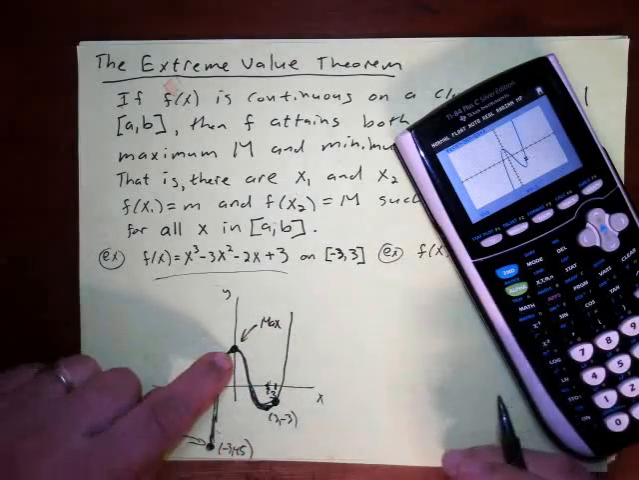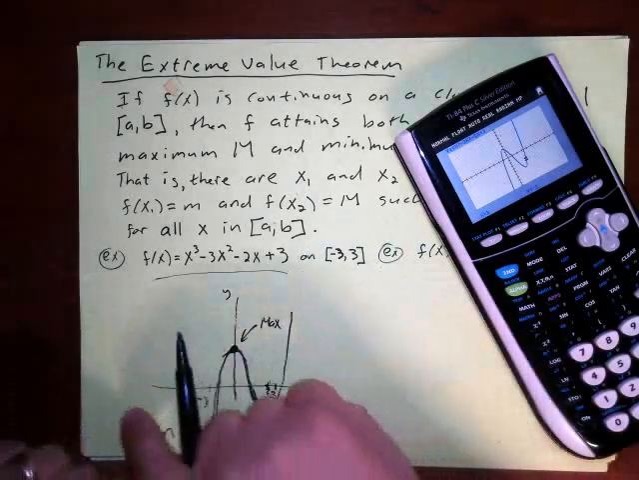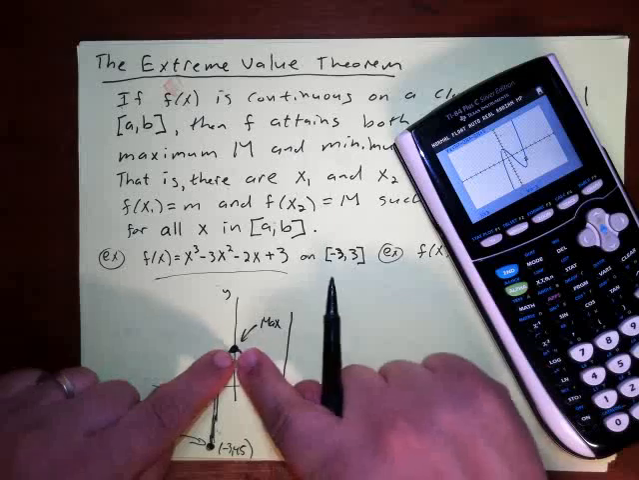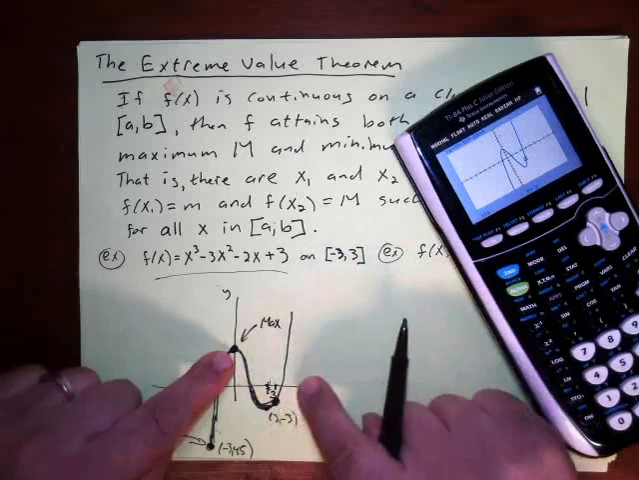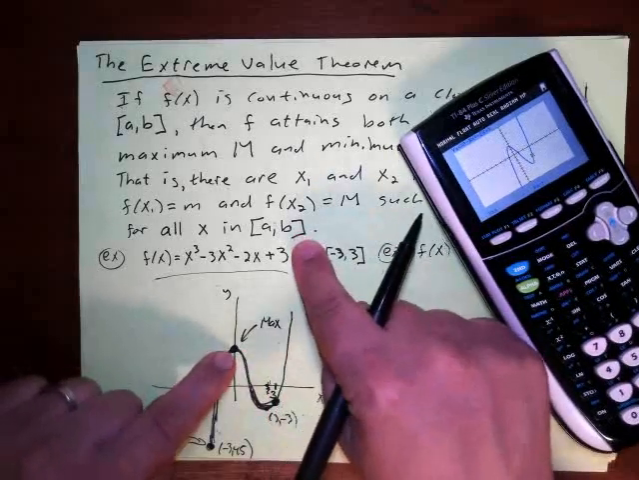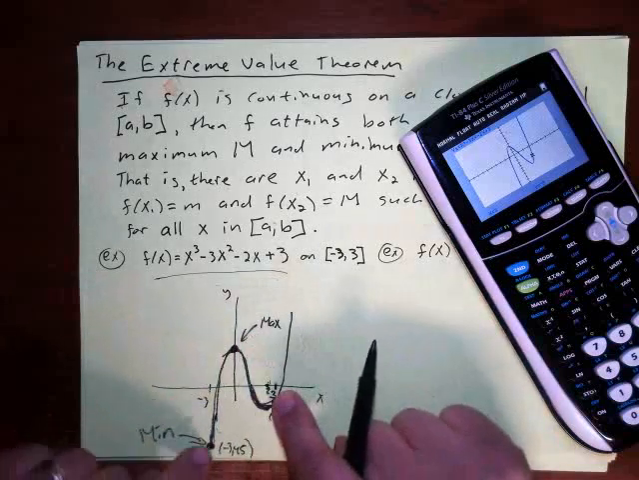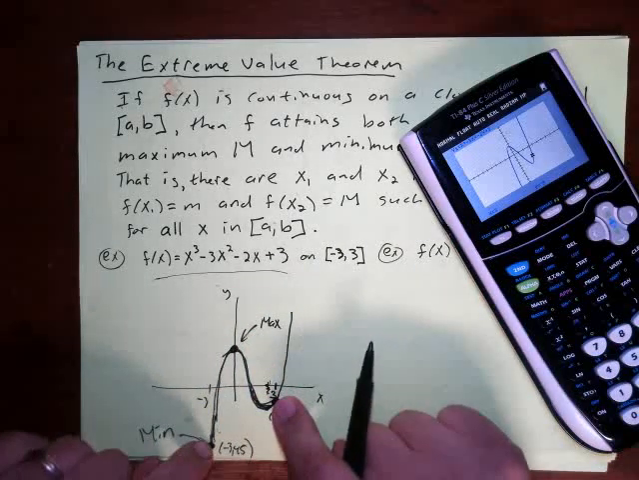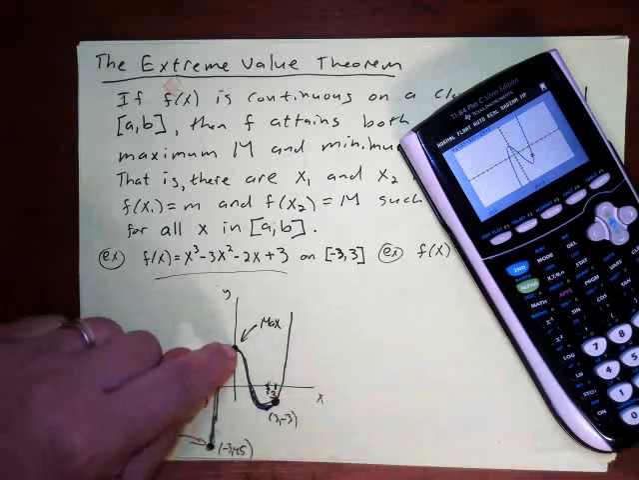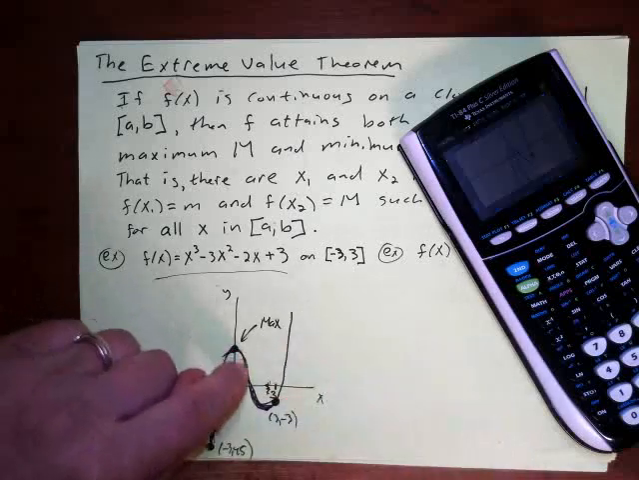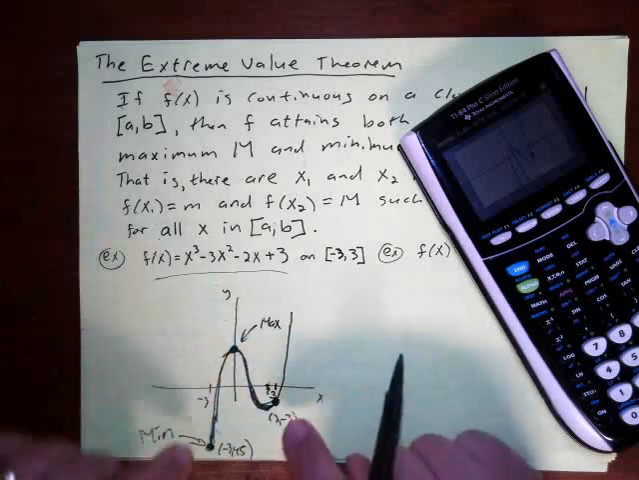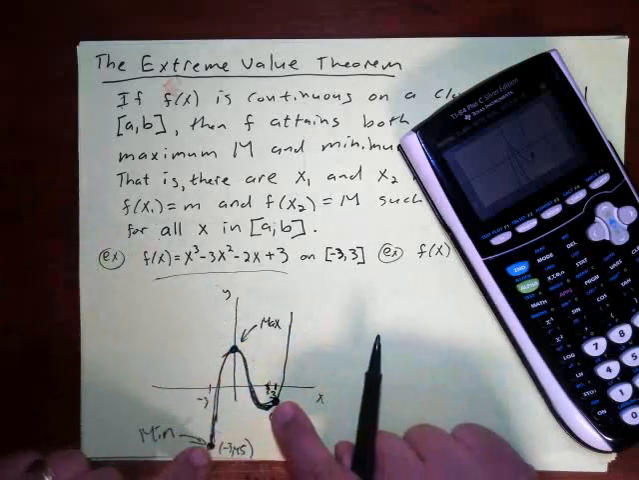Okay, so this is the largest value. Now, over the whole domain of the function, that wouldn't be the maximum, because you just go over a little bit, and then you're going to be way up here. But from negative 3 to 3, the function takes on a minimum value and a maximum value. Okay? And they won't necessarily occur at the endpoints.